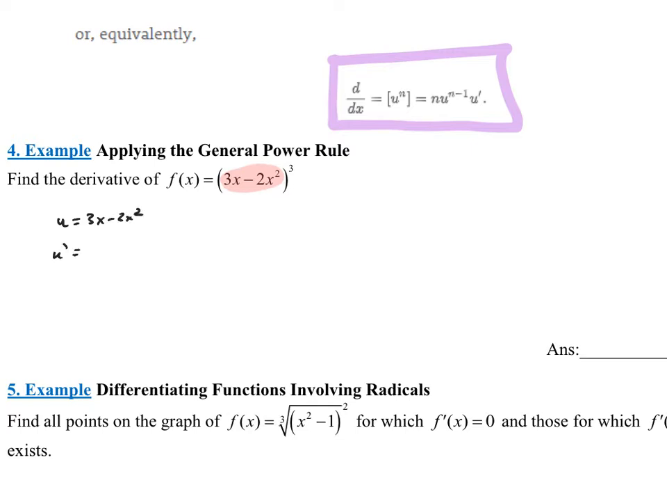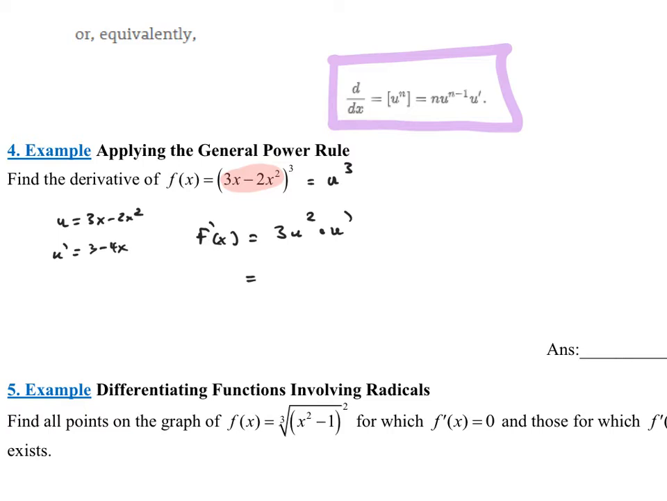If you found the derivative of that, the derivative of 3x is 3, and the derivative of minus 2x squared would be minus 4x. And so really this is u to the third. So this says f prime of x would be equal to drop the power, which would be 3u to the power minus 1, which would be 2, times u prime. So that's a direct application of what you see above highlighted in purple, the general power rule.